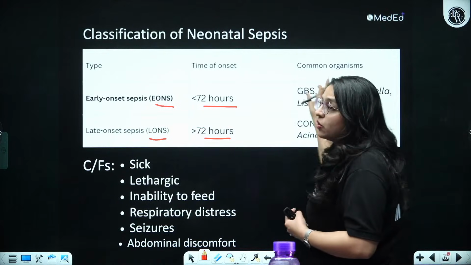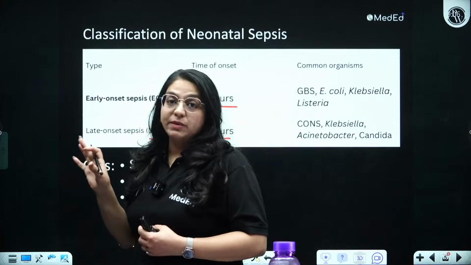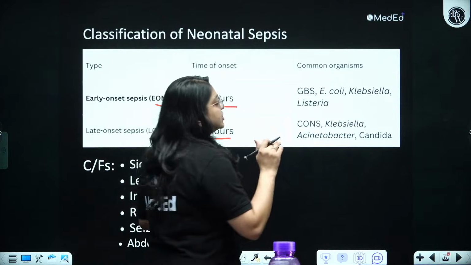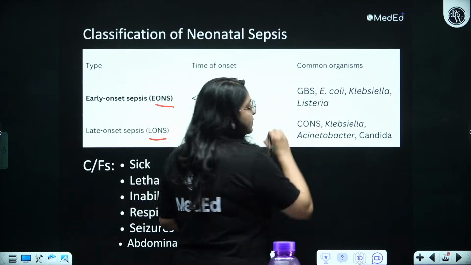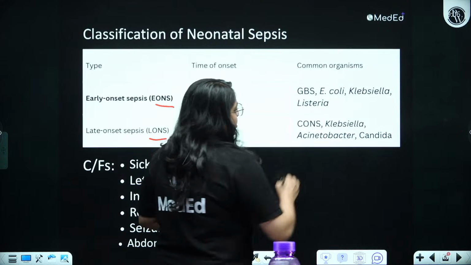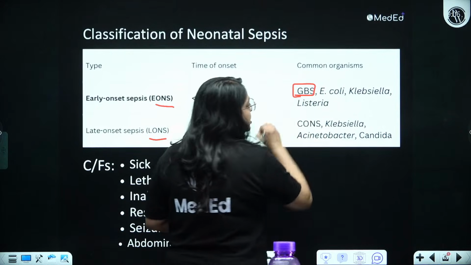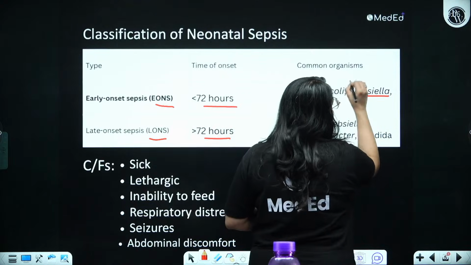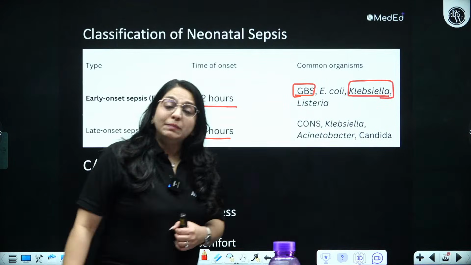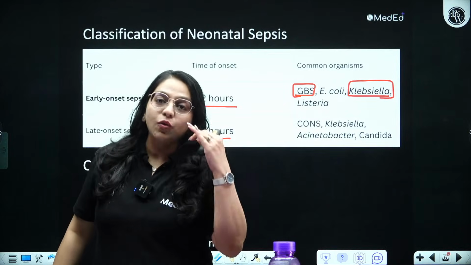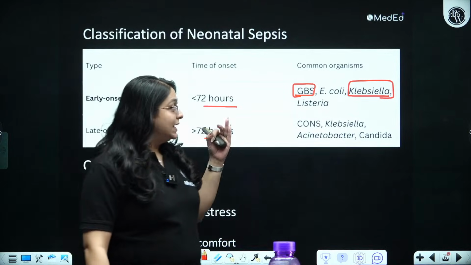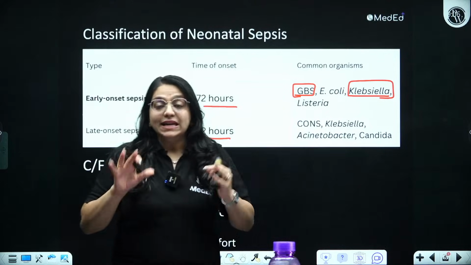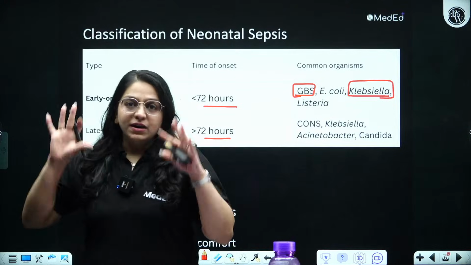The most common organisms implicated are group B streptococcus and the gram-negatives such as E. coli and Klebsiella, and a GPB which is Listeria monocytogenes. All over the world, it's GBS which is most common, but in India and in low middle income countries, it is always the GNBs, the gram-negative bacilli, that are the most common. So Klebsiella and E. coli are the most common in India in low middle income countries, right?